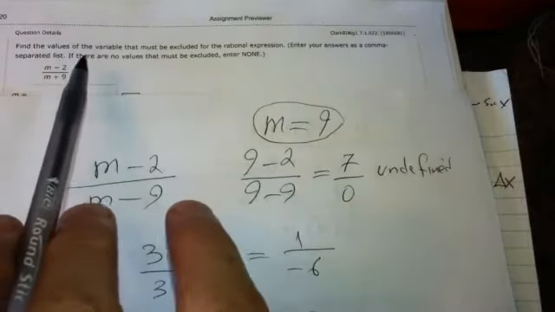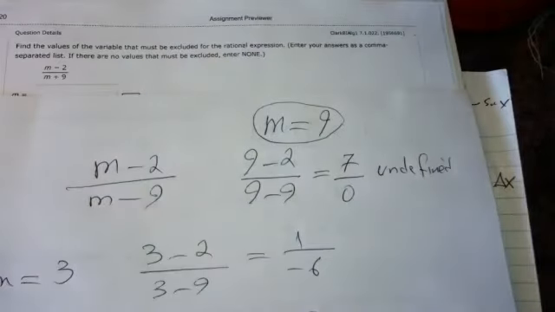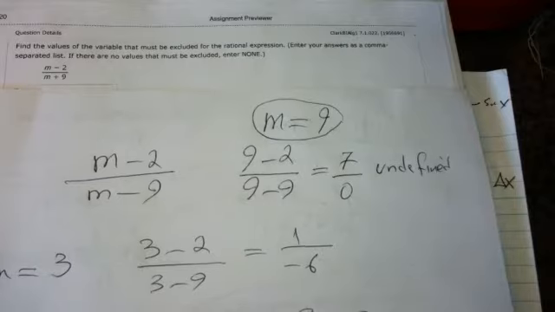Find the value of the variable that must be excluded for the rational expression. It means there is a number that when you substitute for m, it doesn't give you any value. How do I find that number? How do I know that number? Look at the denominator.